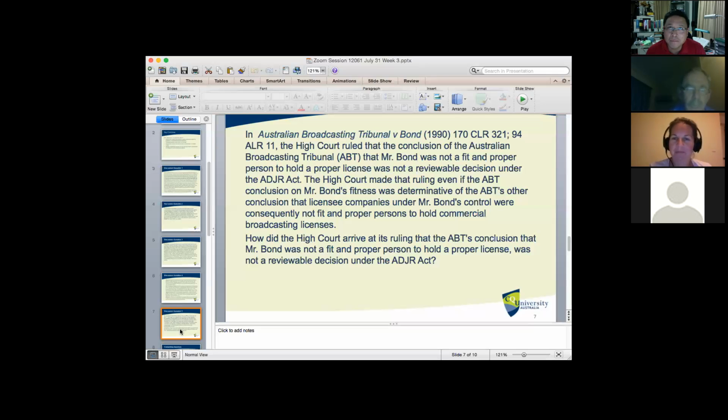So that's just verbatim. Thank you. Applying those principles, what's the answer here? Why was the decision in relation to Mr. Bond not considered a reviewable decision? Why? What do you think?